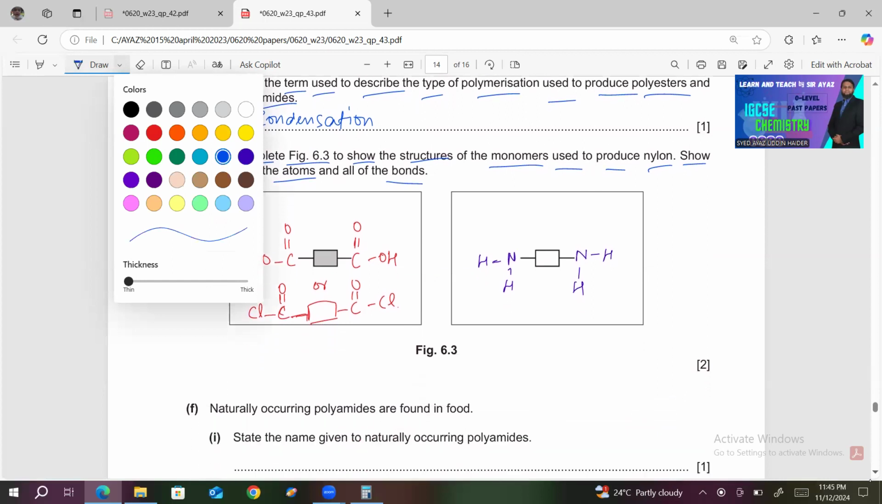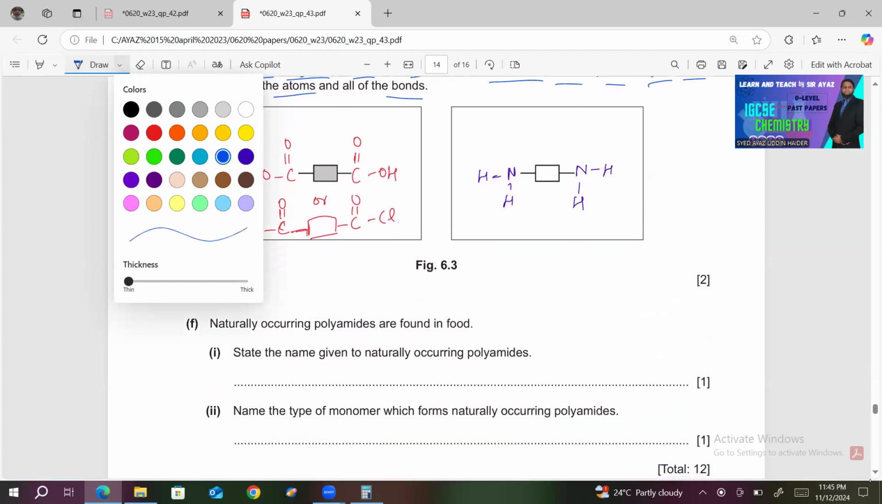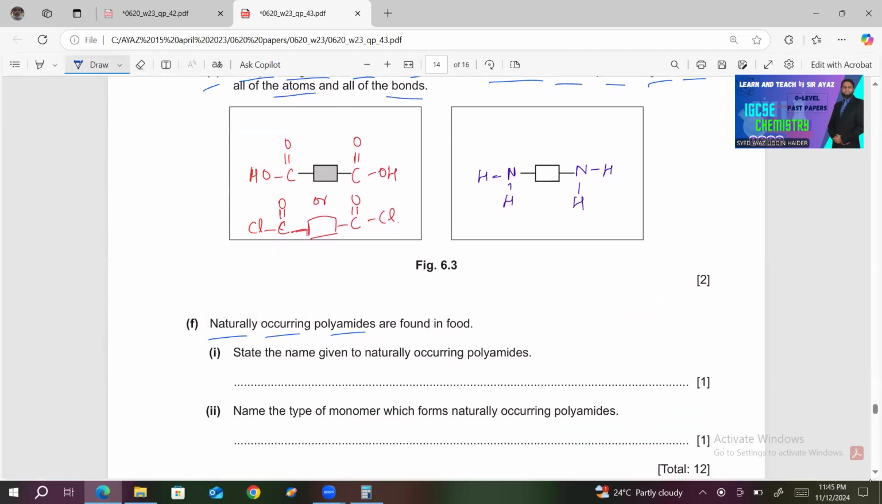F, naturally occurring polyamides are found in food. Number 1, state the name given to naturally occurring polyamides. These are proteins. Last part, F2, name the types of monomers which form naturally occurring polyamides. Amino acids. So you write amino acids.